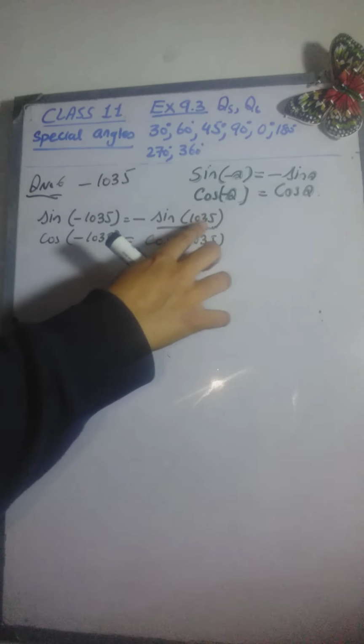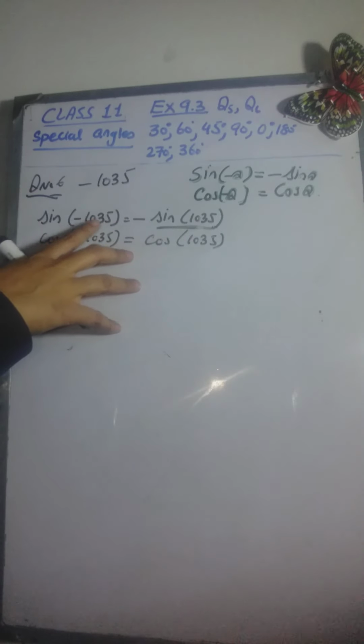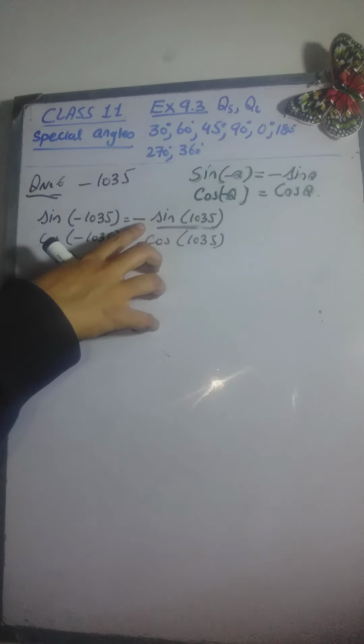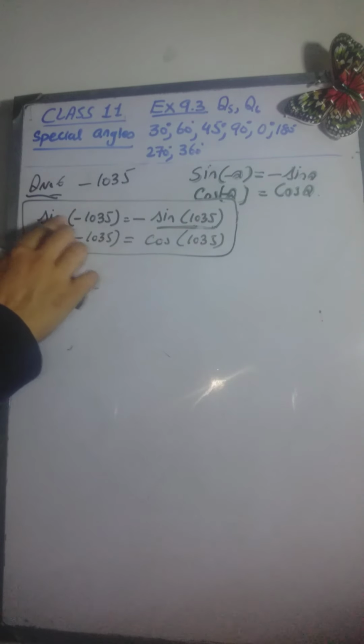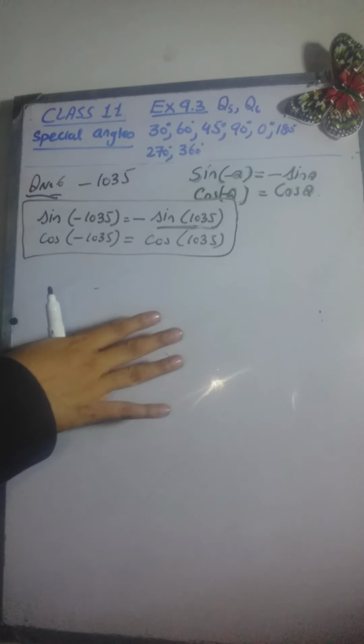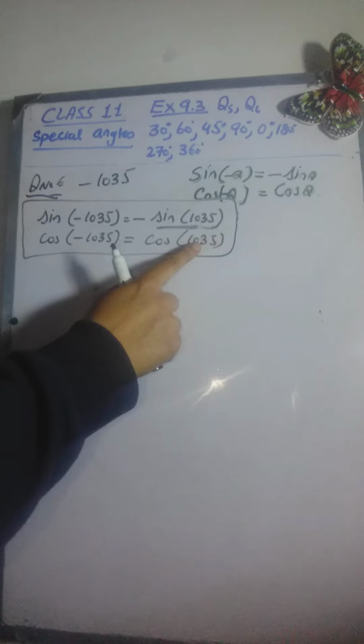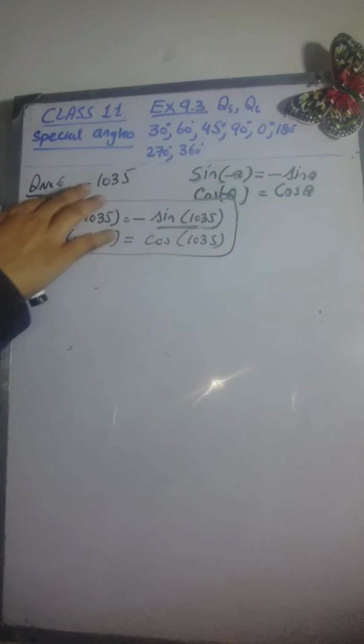If you know the sine of 1035, with the help of that you can find the sine of negative 1035 by simply multiplying it by a negative sign. So first we are going to find the sine of this positive 1035, with the help of which we will be able to find the sine of negative 1035, and after finding sine and cos, we can easily find tangent, cotangent, cosecant and secant. But the main target is to find the sine and cosine of positive 1035, because it will lead us to the sine and cosine of negative 1035 and to other trigonometric ratios.